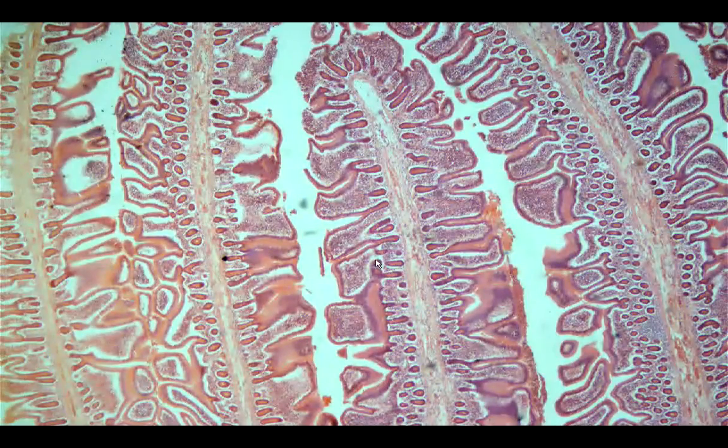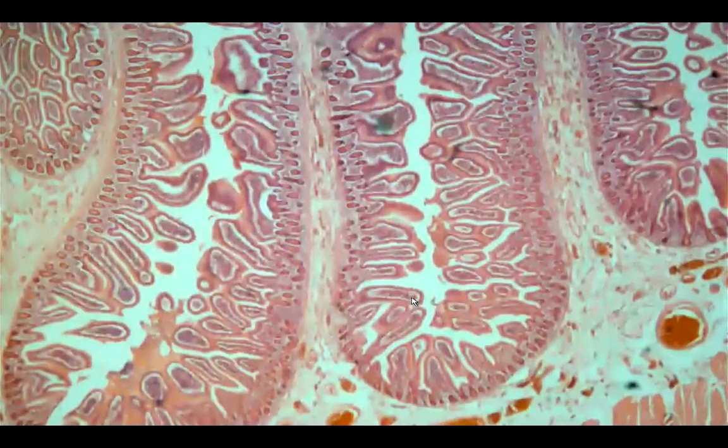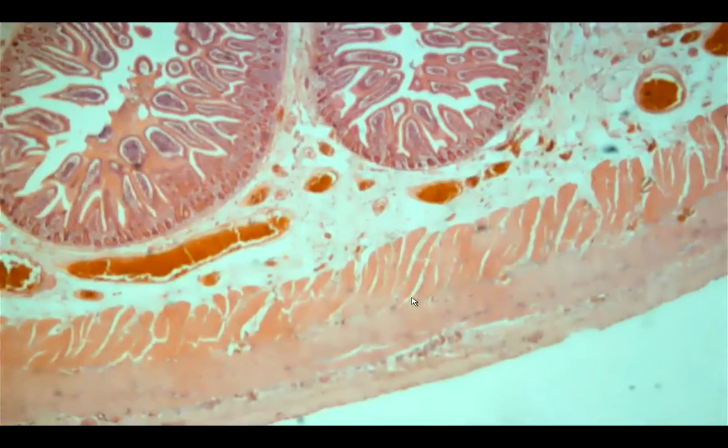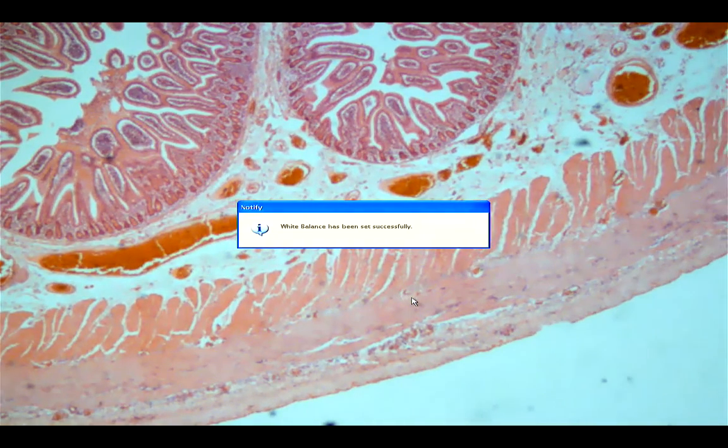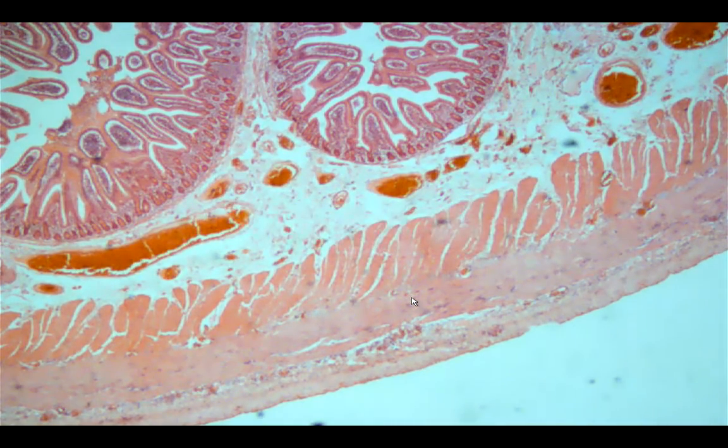So this would be an example of the plicae circularis, which contains the villi consisting of the mucosa, and then you have the inner portion, which would be the submucosa. So this is the plicae circularis. Okay, that is for identification of the slide type. The smooth muscle would be located in this portion.